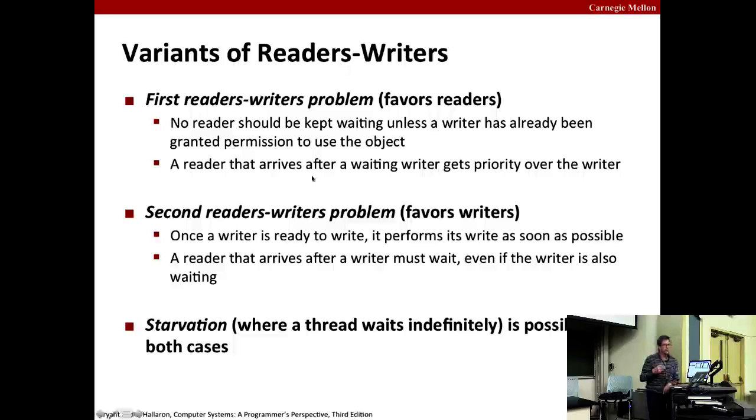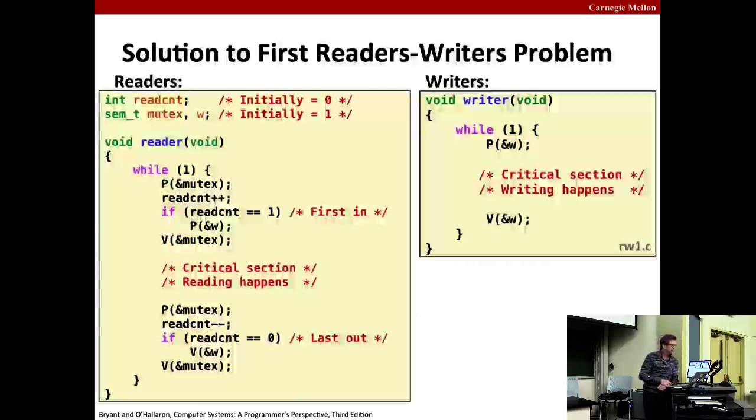Now the second readers-writers problem is the opposite of that. It favors writers. Once a writer is ready to write, it gets priority over any waiting readers. So in this case, if we have multiple writers that want to write, they could starve out readers. There are other variants that deal with this potential starvation issue, but we won't look at them here. So let's look at the solution to the first readers-writers problem.